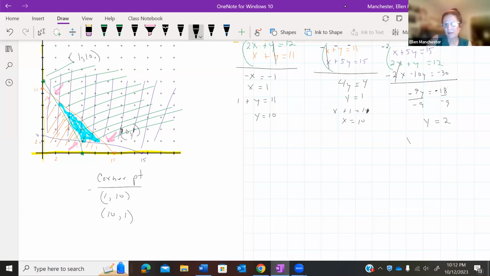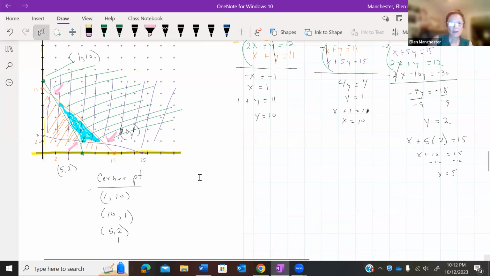Now I'm going to plug that back in so I can solve for my x. So I have x plus 10 equals 15, subtract 10, and I get x equals 5. Now, does that make sense? Yeah, well, here's 2, 4, here's 5. X is 5, and y is 2. So this one is at the point 5, 2. So it works. Okay, so that is my third corner point.